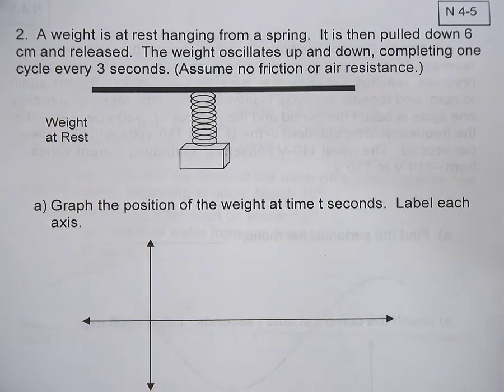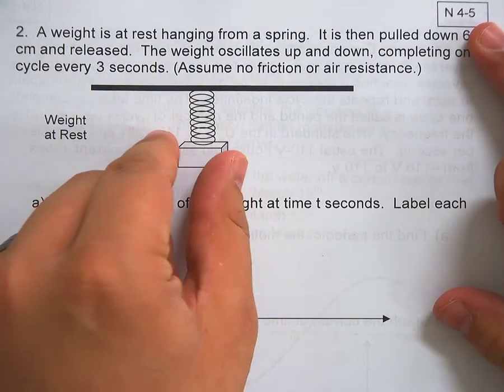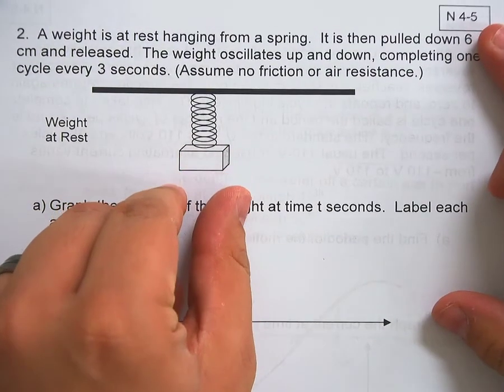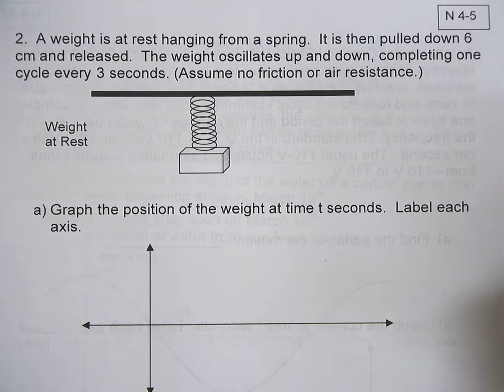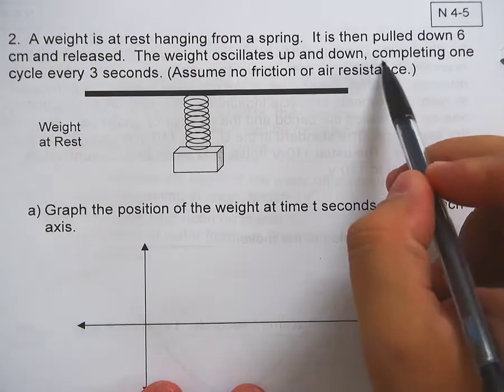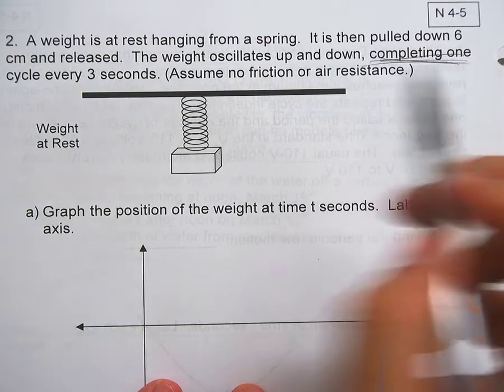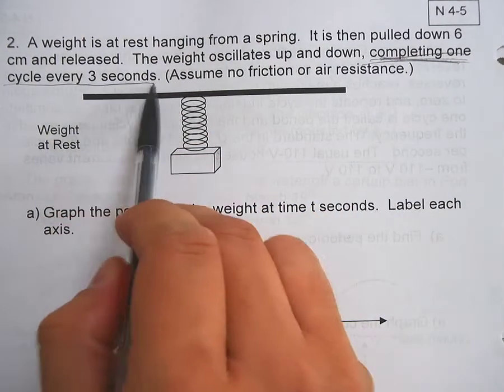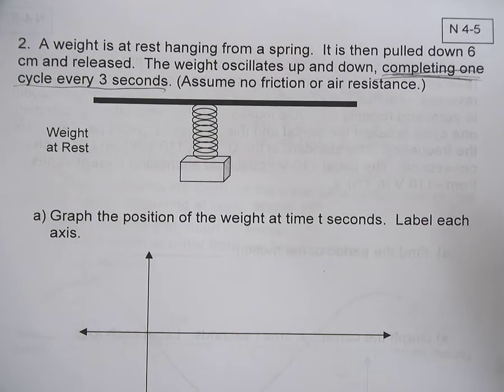Okay, so number 2. It says a weight at rest, hanging from a spring, is then pulled down 6 centimeters and released. So you got your little weight here, right? You're going to stretch that down this way and release it. The weight oscillates up and down, completing one cycle every 3 seconds. Very important for me. I'm going to underline that here. Completing one cycle every 3 seconds.